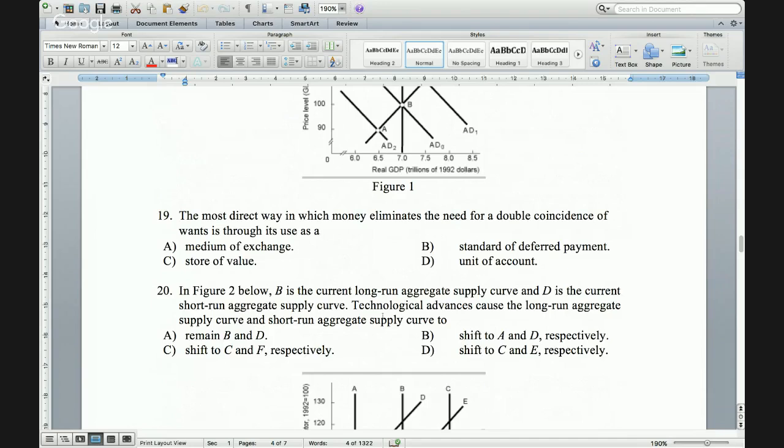So your answer here for 19 is that money eliminates the double coincidence through its use as a medium of exchange. So money is a medium of exchange. It allows us to exchange money for goods.